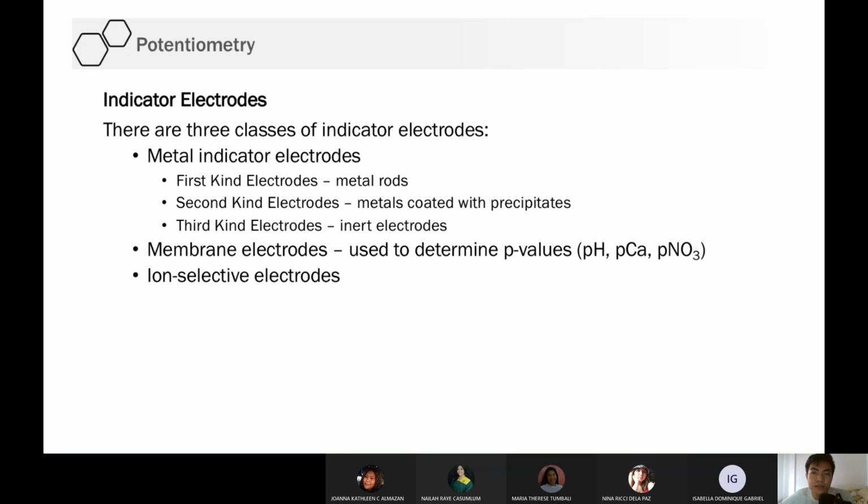So for indicators, again, in potentiometry, you have the reference and then you have the indicator electrodes. The reference has only two: primary or SHE, or secondary, which is the silver chloride or standard calomel. For the indicator, we have three types: the metal indicator electrodes, the membrane electrodes, and the ion selective electrodes. So let's differentiate them.